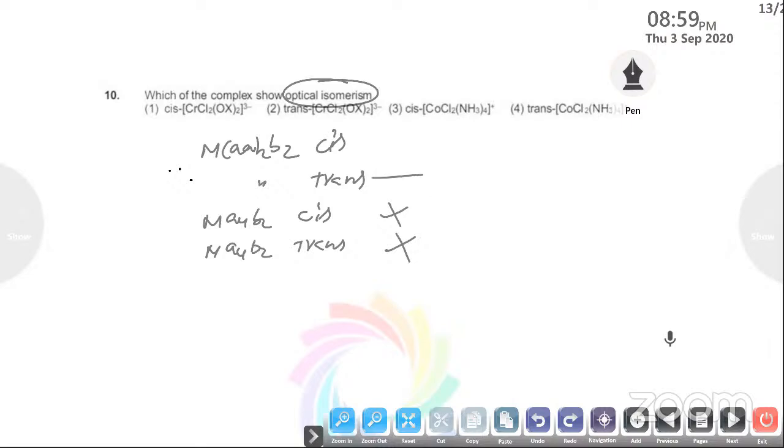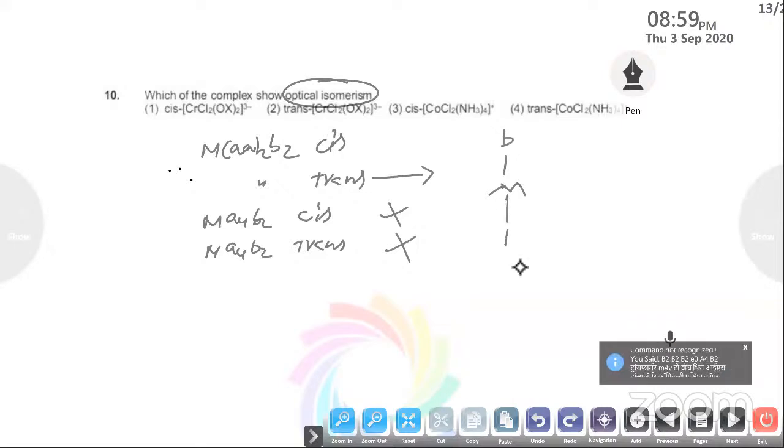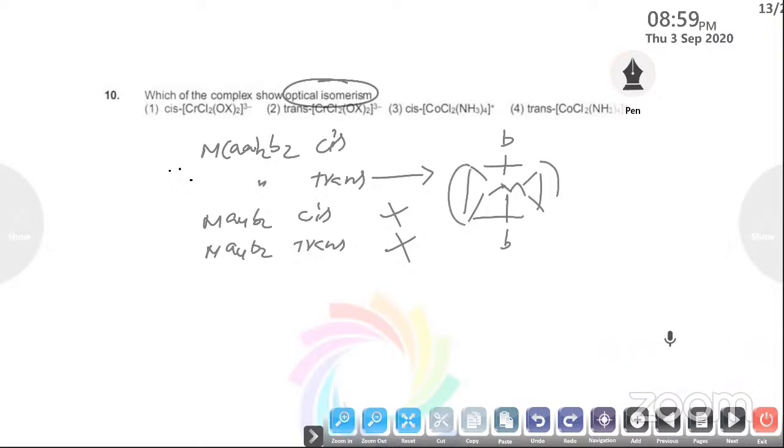And if you go for MAA twice B2 trans isomer, this is also having planar symmetry. The trans isomer is having planar symmetry, so this molecule is also optically inactive.